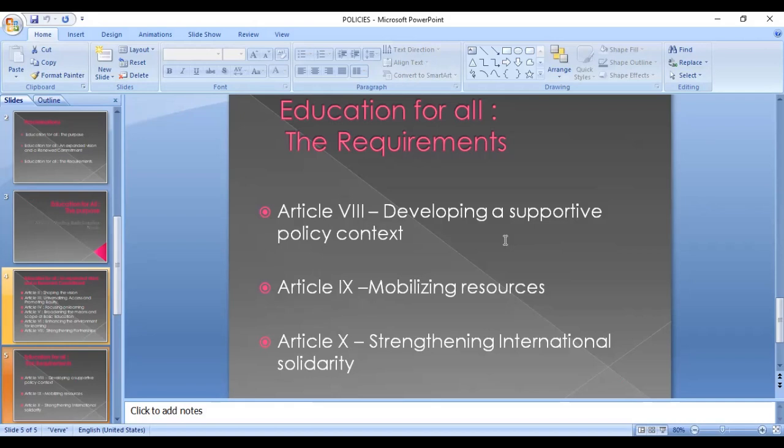Next one is mobilizing resources. When there is a policy, then only, as an acting part of the policy, resources will be given for the education for all, for different projects. Okay, projects regarding the education for all. It might be for schools, for increasing the number of teachers, or increasing the facilities in the schools. Whatever it is, we have to mobilize the resources.